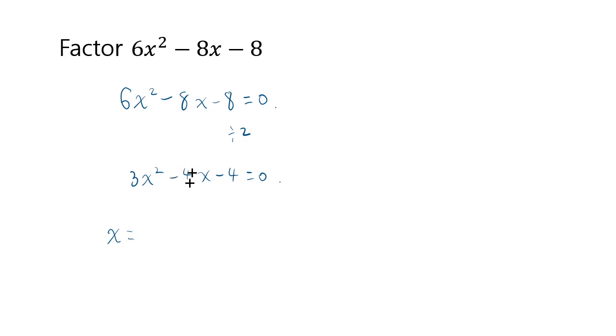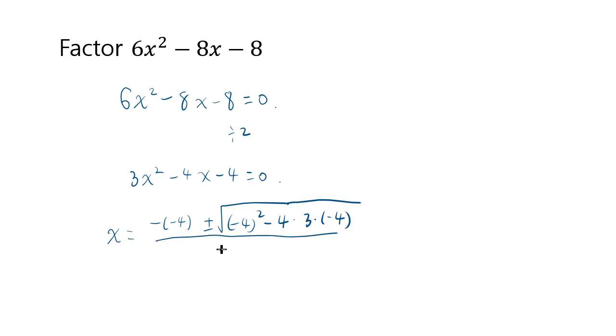x equals negative b, negative of negative 4, plus or minus the square root of negative 4 squared minus 4 times 3 times negative 4, that's minus 4ac, all over twice of a. And that's 4 plus or minus square root of 16 plus 48, so you end up with 64 over 6. Negative of negative is positive, so I ended up with 16 plus 48, so that gives you 64.